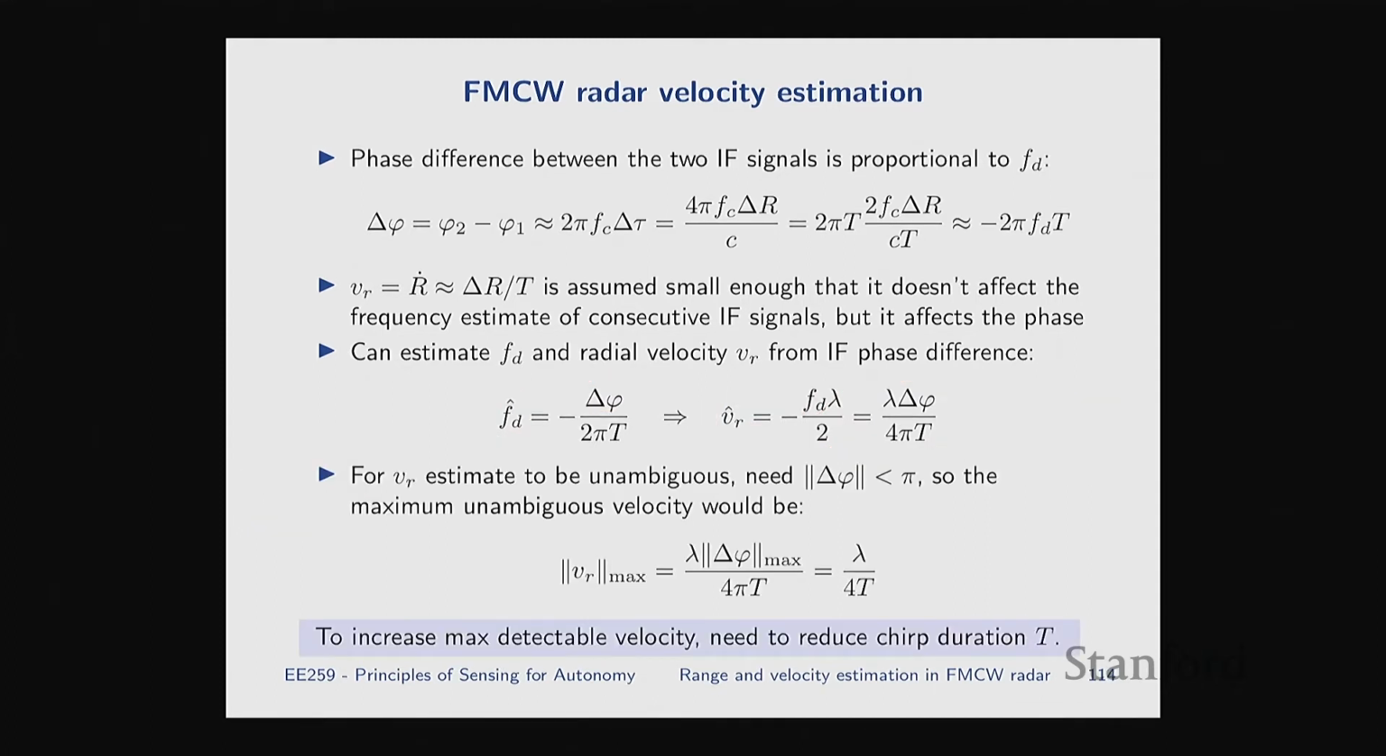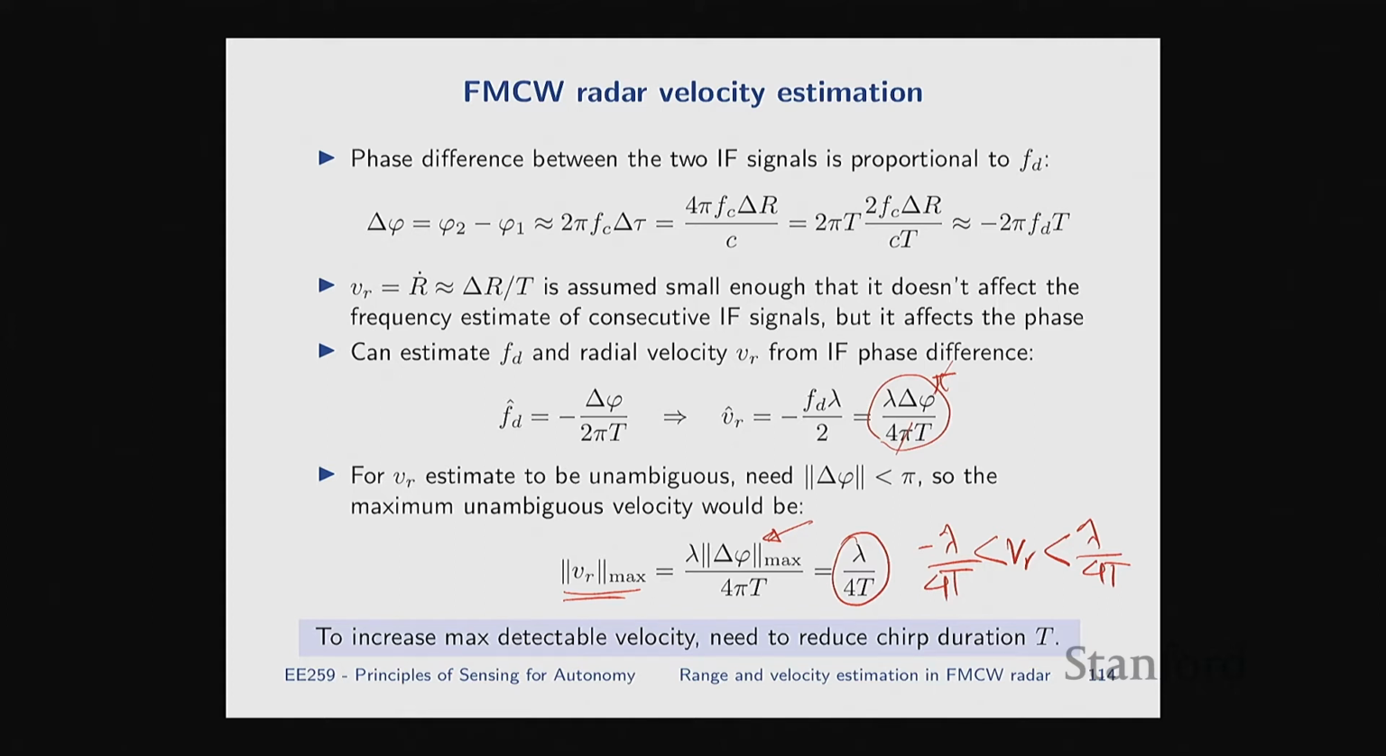So what is the absolute value of the maximum velocity you can unambiguously detect? That is proportional to the maximum phase you can unambiguously detect, which is pi. So you plug pi into this expression for delta phi, and the pi in the numerator and denominator cancel out, and you get lambda over 4t, which is the maximum velocity. So the radial velocity you can estimate is between lambda over 4t and minus lambda over 4t. That's the limit.